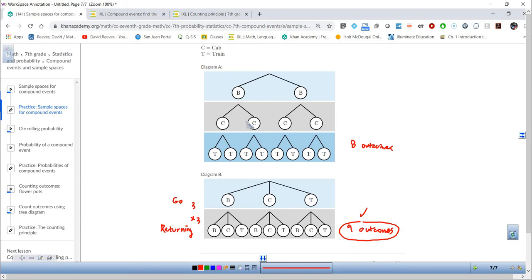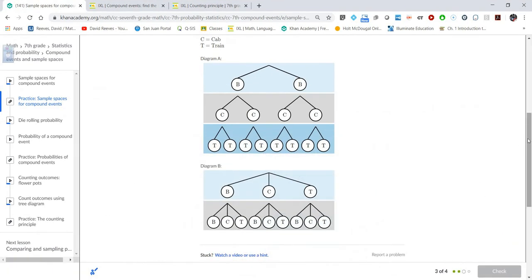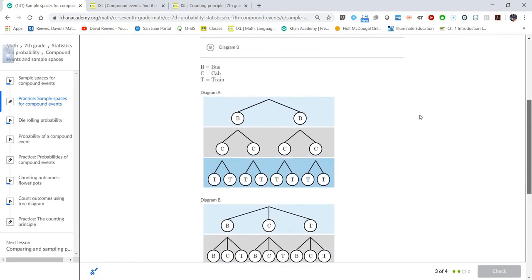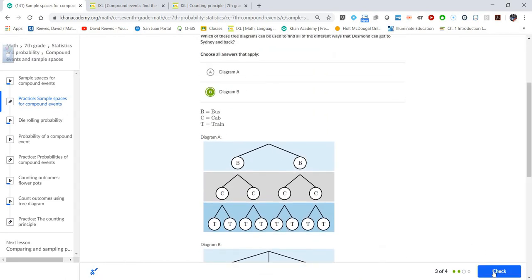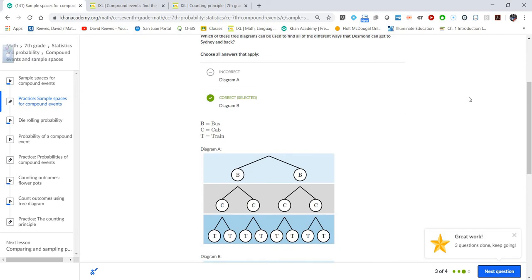All right, if you take a look at this one, it doesn't make sense to what we said. Which of these is going and which of these is returning? Maybe they want us to divide it this way, like this is going, all right? But if he goes by bus, he can only return by one option. So I'm not quite sure what this diagram is trying to describe, but it's not describing our problem. So the diagram that we like is diagram B. And if we check that, we're doing well.